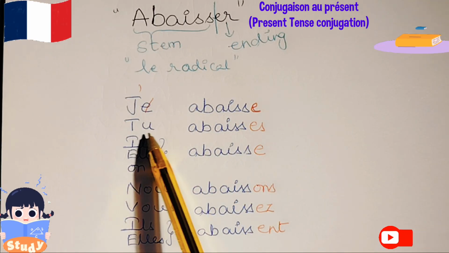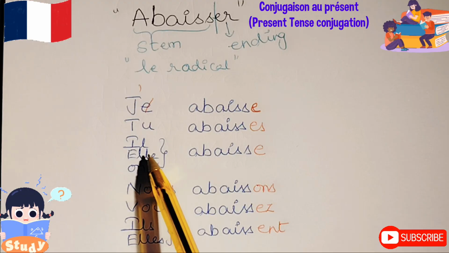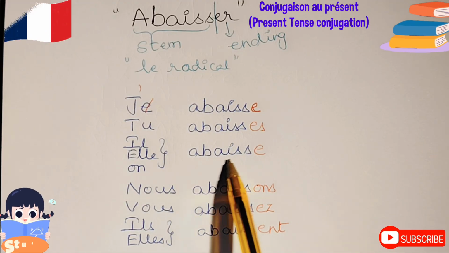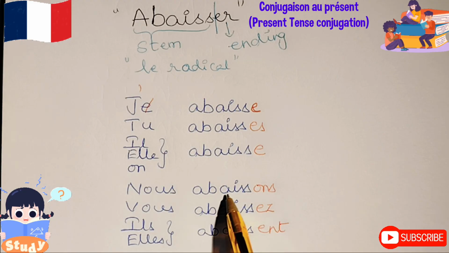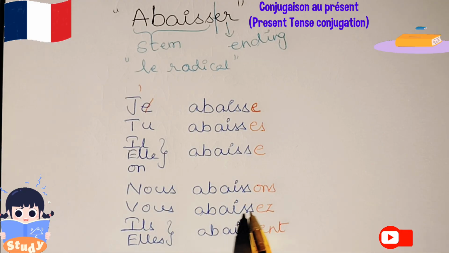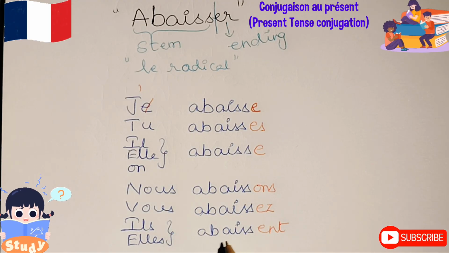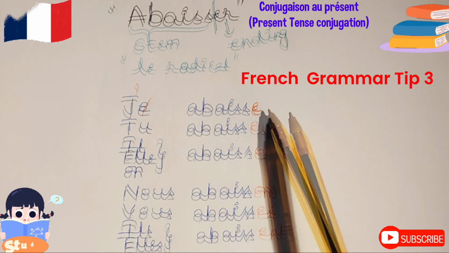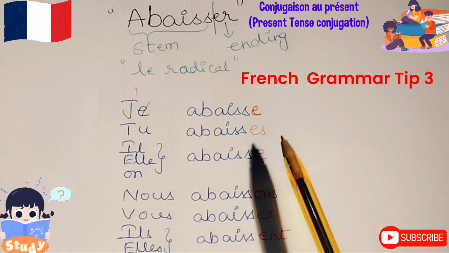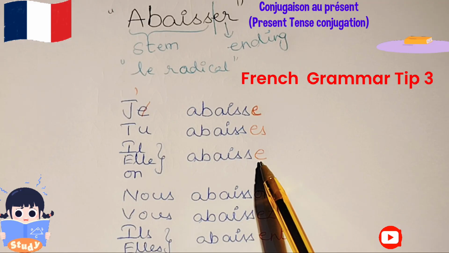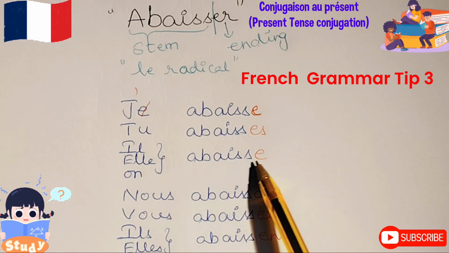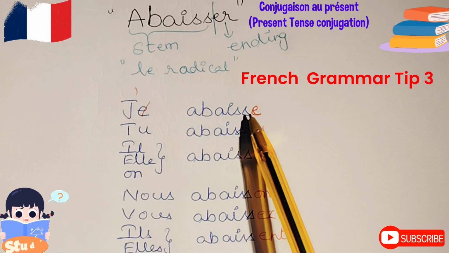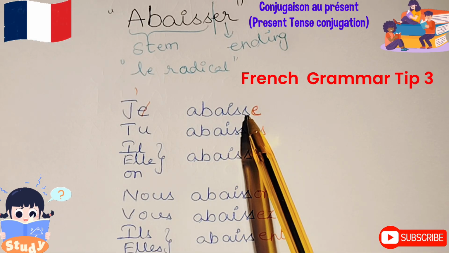J'abaisse, tu abaisses, il abaisse, elle abaisse, on abaisse, nous abaissons, vous abaissez, ils abaissent, elles abaissent. In French, another important grammar rule is that the letter e at the end of a word is not pronounced. So it is always abaisse. Until here, we should only pronounce it.